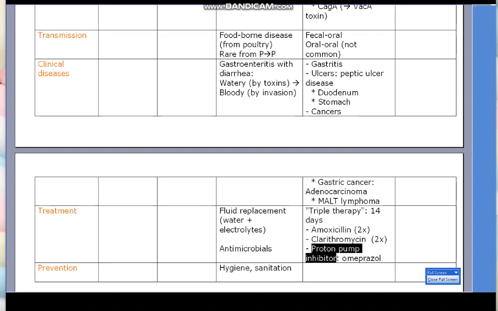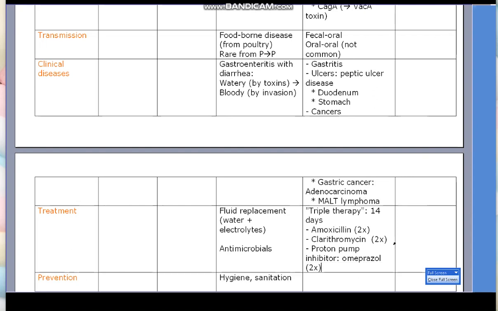This is a group of drugs that we use to treat ulcers. We have different ones. Omeprazole is the cheapest, but we have others: omeprazole, pantoprazole, esomeprazole. We have a lot. We give this drug twice daily. So we give 3 drugs, hence the name triple. We give amoxicillin, clarithromycin, and omeprazole 2 times daily.